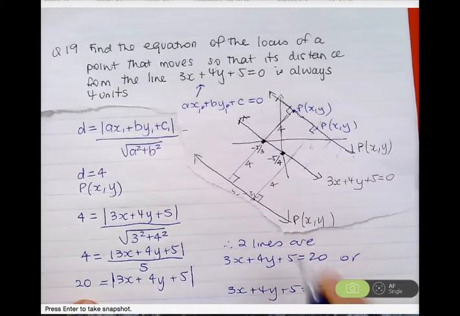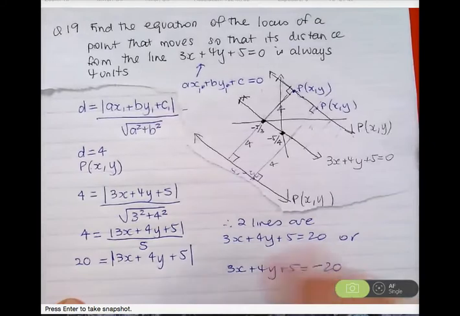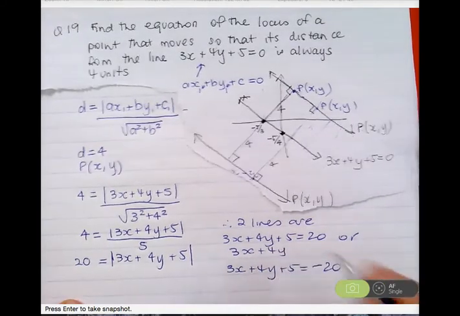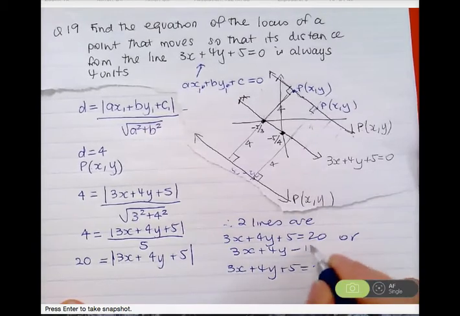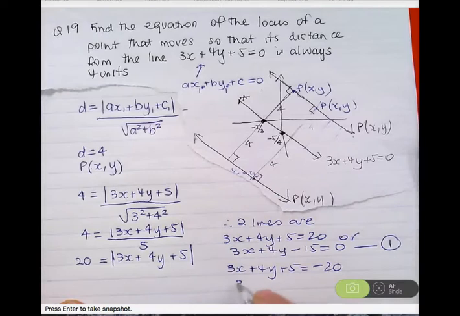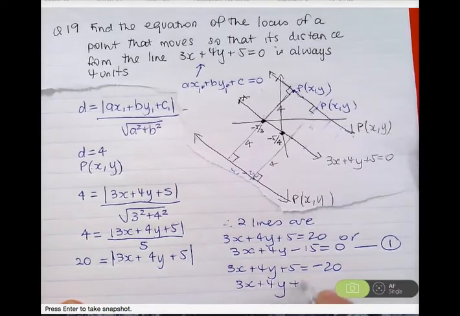Now, with equals positive 20, I'm just going to take the 20 over to the other side to get the equation of a line. So what do I get here? 3x plus 4y minus 15 equals 0. That's my first line. And 3x plus 4y plus 25 equals 0.